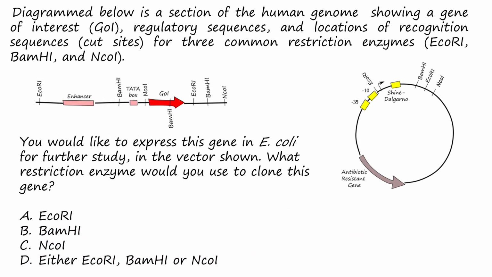Question 2. Diagrammed is a section of the human genome showing a gene of interest, regulatory sequences, and locations of recognition sites for 3 common restriction enzymes, EcoR1, BamH1, and NcoI. In the vector shown, you would like to express this gene in E. coli for further study. What restriction enzyme would you use to clone this gene? A. EcoR1, B. BamH1, C. NcoI, D. Either EcoR1, BamH1, or NcoI.